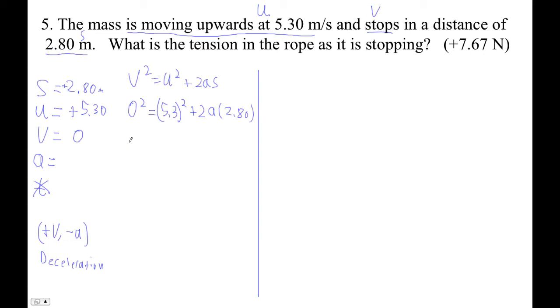Okay, so let's see. 0 squared minus 5.3 squared, divided by 2, divided by 2.80, equals a. So this is how a will become negative, right? Parenthesis, 0 squared minus 5.3 squared, right parenthesis, divided by 2, divided by 2.8. And I get a is negative 5.01607, and it just keeps going there, right? I'm actually just going to keep that on my calculator, maybe even store it in a memory location like A.